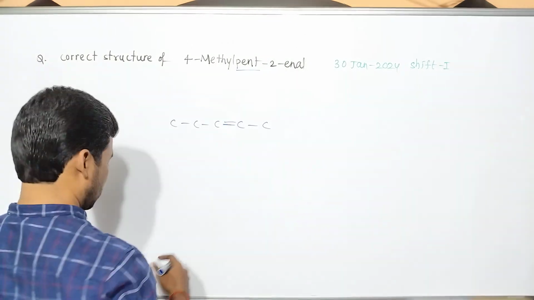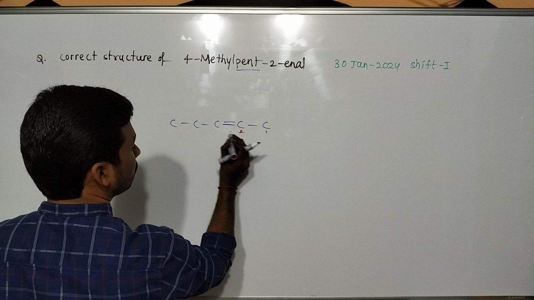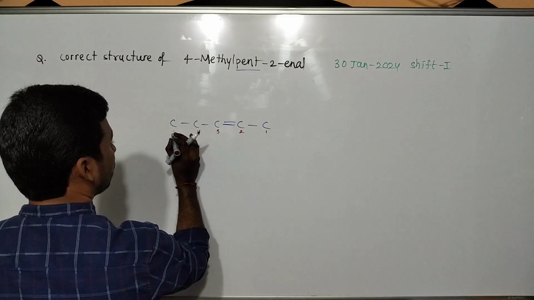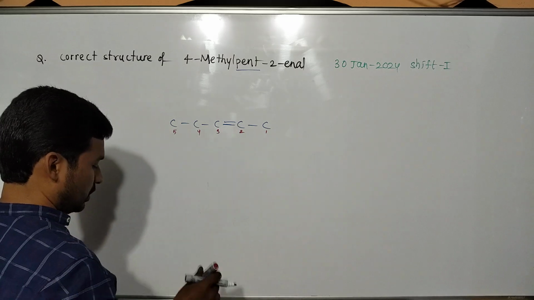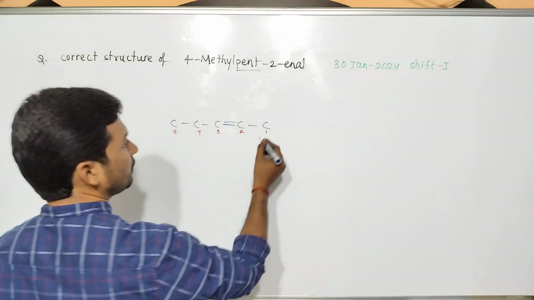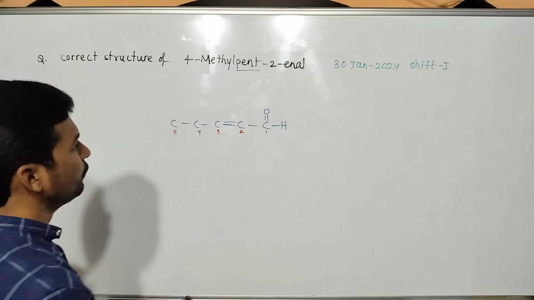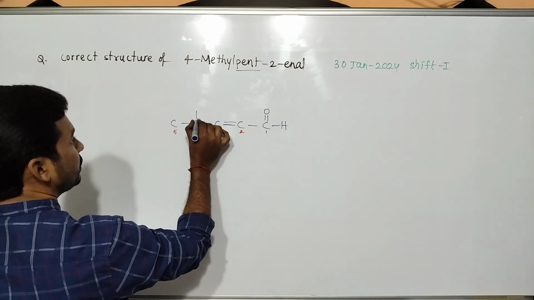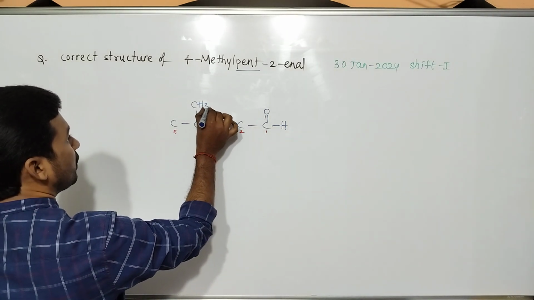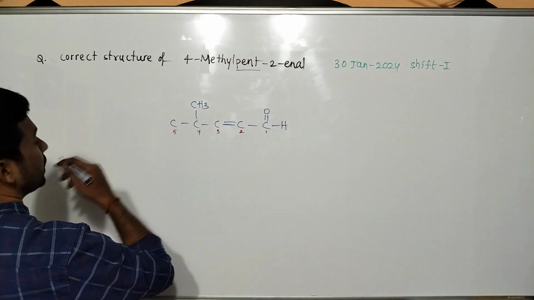2-ene, so I am considering like this. This is the first carbon. So 2-ene means there is a double bond here. Next, pent-2-enal means aldehyde. And at the fourth position, methyl. This is the fourth position methyl. 4-methyl pent-2-enal. So this is the correct structure.